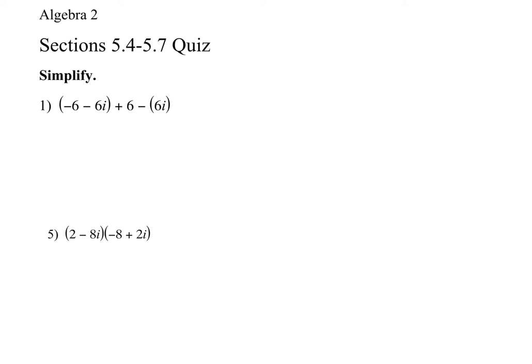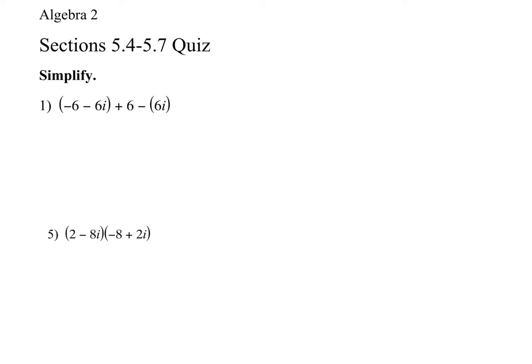So when it says simplify, you're just going to do, if you're adding and subtracting, combine like terms. If you're multiplying, you're going to FOIL and then simplify your i-squareds. So for this first one, I always deal with the real portion first because that's the standard form.